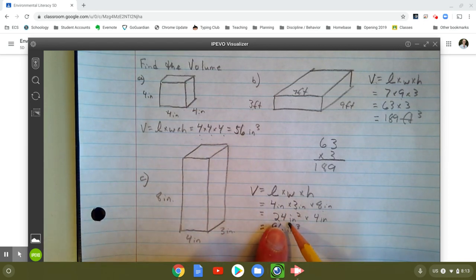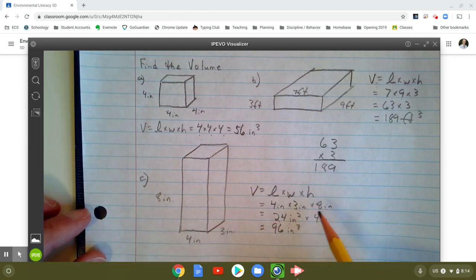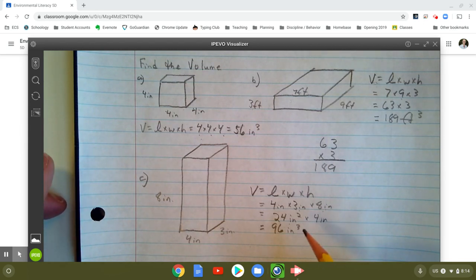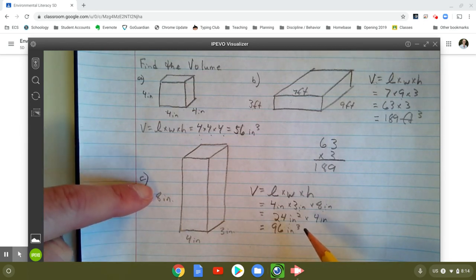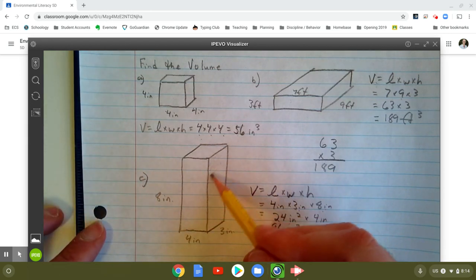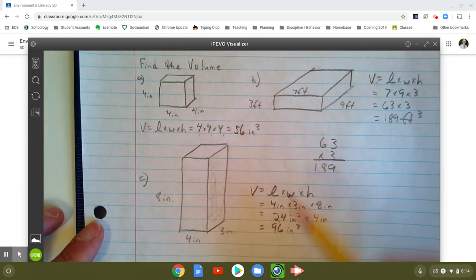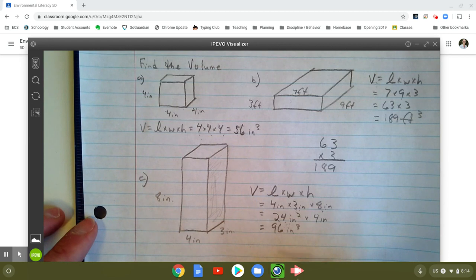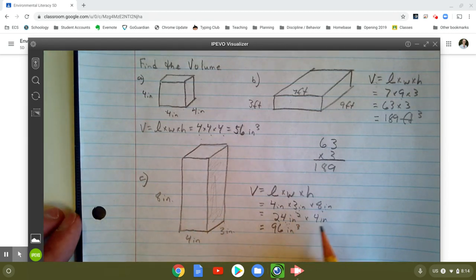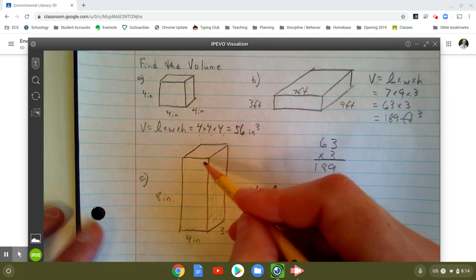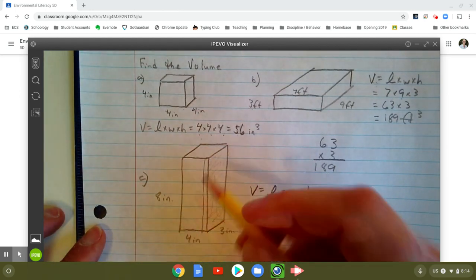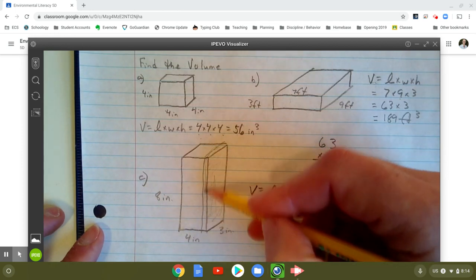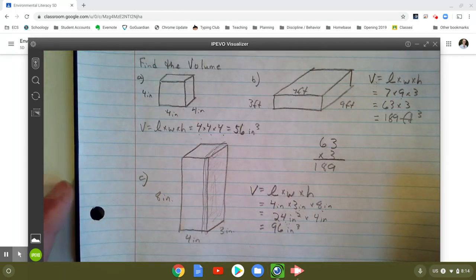And then I found, let's see, 3 times 8. I found the area of this side. That was my 24. 3 times 8 is 24. It's the area of a side, right? And then 4 inches, 4 layers of that. So that would be like counting 4 layers of that.